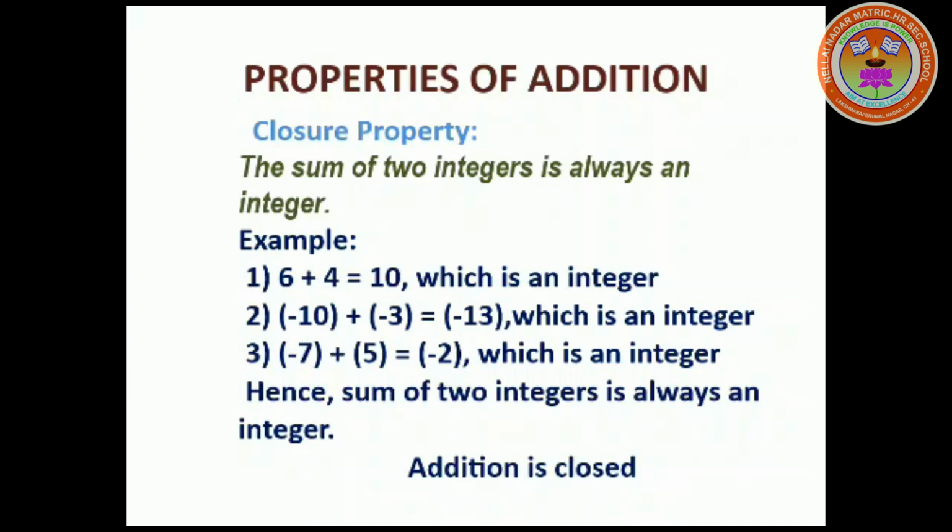Now -7 is an integer, 5 is an integer, -2 is also an integer. So when I add two integers, the answer is also an integer. That is what this property states. Hence, the sum of two integers is always an integer. Therefore, addition is closed.